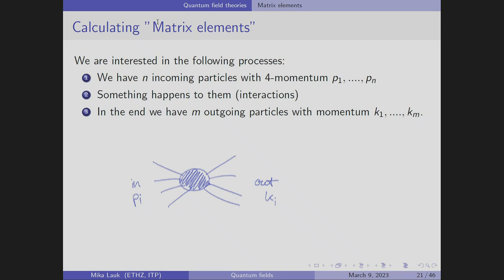Yes? Is momentum still conserved? Yes, momentum is conserved. If you do the mathematics, in the end, you force it to be conserved by multiplying with a delta function, or a delta distribution, that ensures that the incoming momenta are the same as the outgoing four-momenta. So you sum them up. The sum of the incoming momenta has to be the same as the sum of the outgoing ones.